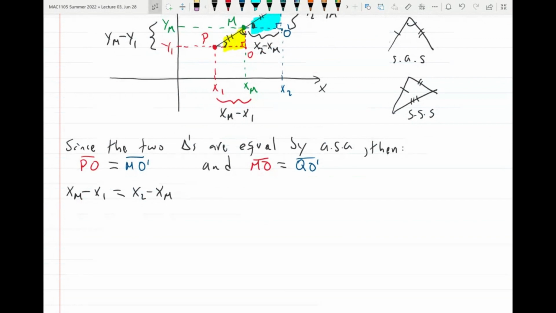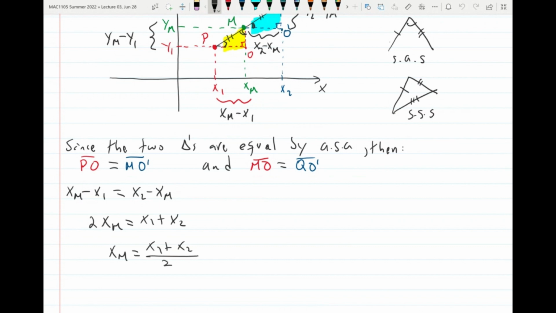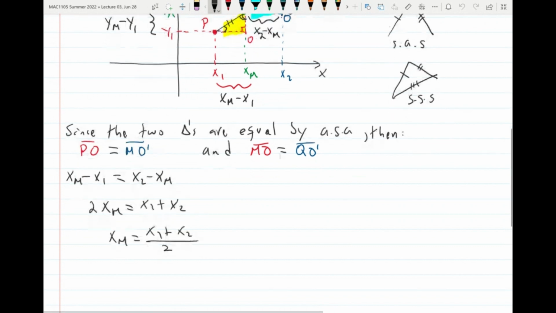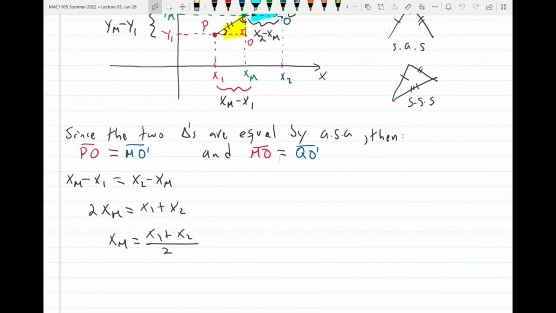And now our job is to find Xm. So solving for Xm, what do we get? We get 2 times Xm equals X1 plus X2. Therefore, Xm is, as your classmate pointed out, the average of the x's, right? X1 plus X2 over 2. Do you understand this? All right.